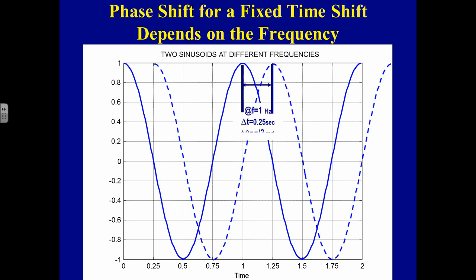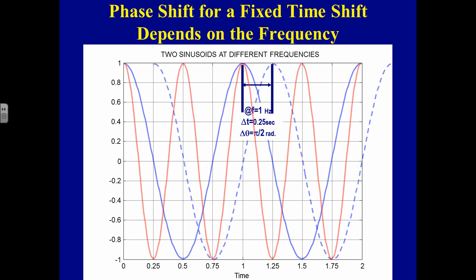So at 1 Hertz, when we shift by 0.25 seconds, in terms of how much of a cycle, we've gone ahead by a quarter cycle, or pi over 2 radians in terms of phase. So you'll notice where the original function is at the peak, the new dotted function has moved ahead, advanced by a quarter cycle or pi over 2 radians.